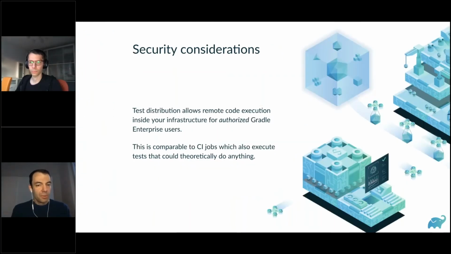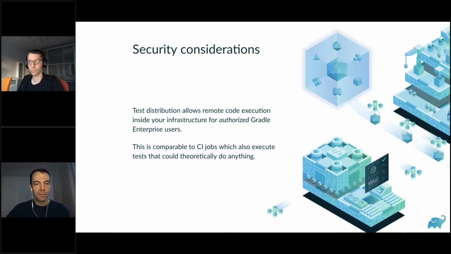There are, of course, a few security considerations you should be aware of. Since test distribution allows remote code execution inside your infrastructure, we require that the users that call this are authorized. Remote code execution does not sound like a light thing to have. So we require people to be authorized Gradle Enterprise users. And this is basically comparable to how a CI job works. If you have a CI agent and you run tests on that CI agent, you basically have the same issue. Those tests can do anything that you can do from your test code. Any files you can read from the VM that runs the tests, you can also read from the distribution agent. So in that sense, it's very similar to a CI agent, and the same security considerations apply.